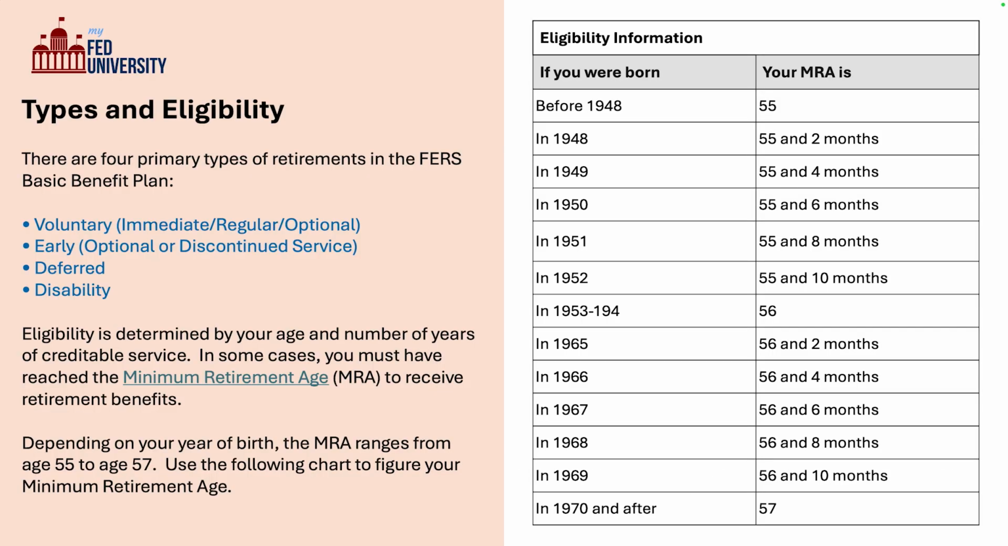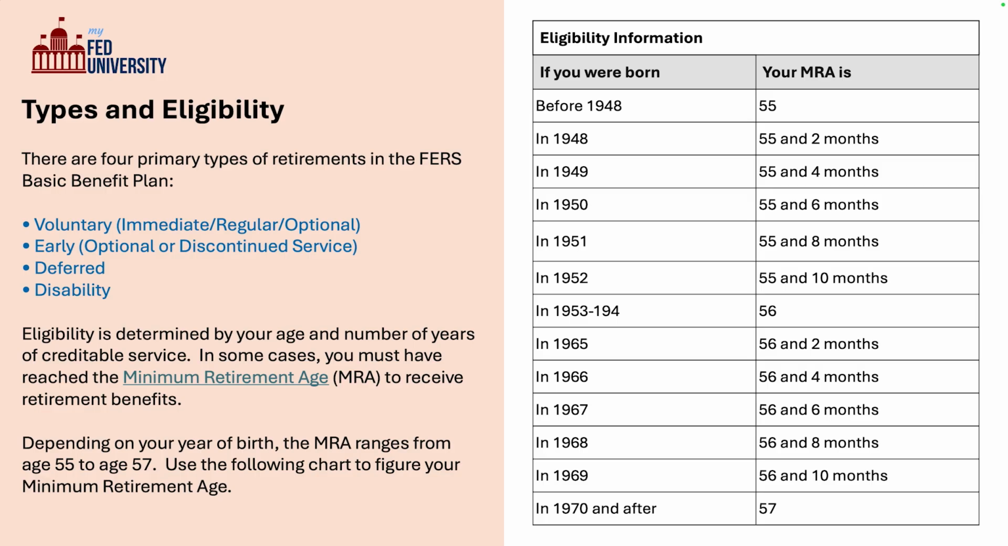So let's talk about some different types of retirements under FERS and some of the eligibility requirements for each. There are 4 primary types of retirement in the FERS Basic Benefit Plan. The first one is called a voluntary retirement. I put that in parentheses because you'll hear this called an immediate retirement, a regular retirement, or an optional retirement. All of those terms are synonymous for a voluntary retirement. We'll also talk about an early retirement and some of the types of those, an optional or discontinued service. We'll talk a little bit about deferred retirement and a little bit about disability retirement.